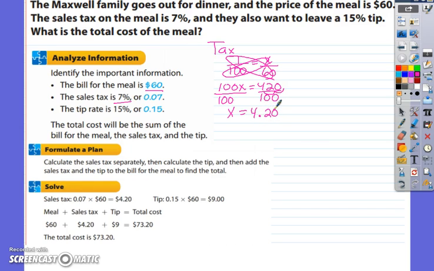$4.20. If you look here at the example on the sales tax, they used the equation method. They changed the percent to a decimal, multiplied by the total, and got $4.20. Now we need to calculate the tip.